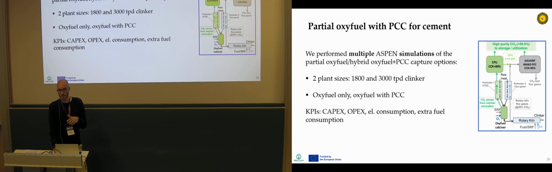Again, we performed multiple Aspen simulations, 2 plant sizes of the cement, 1,800 and 1,300 ton per day of clinker, and with different configurations, so with the partial oxy-fuel only and oxy-fuel with a small post-combustion capture unit. And again, we have some KPIs. We have CAPEX, OPEX, electricity consumption, and extra fuel consumption.